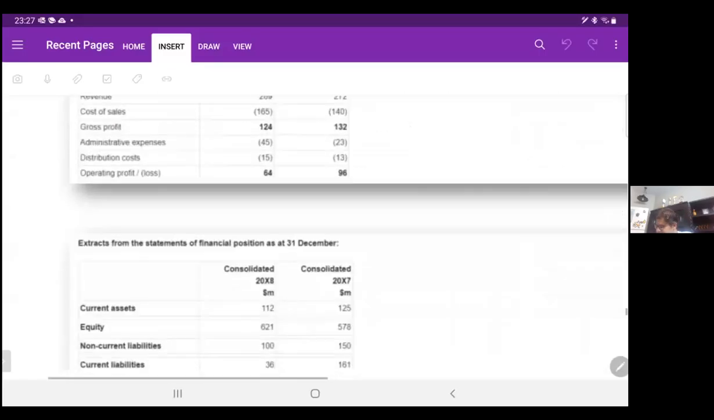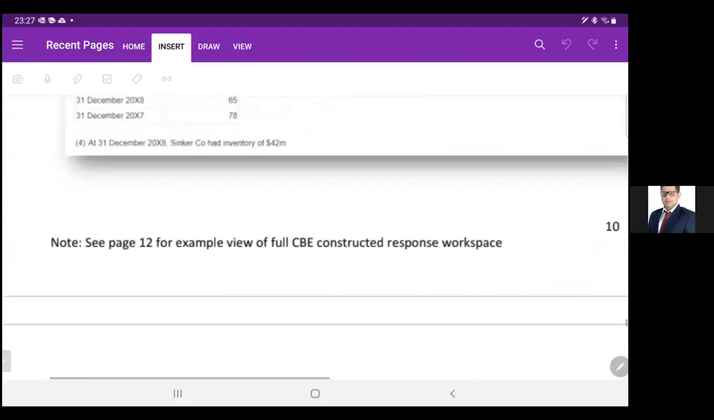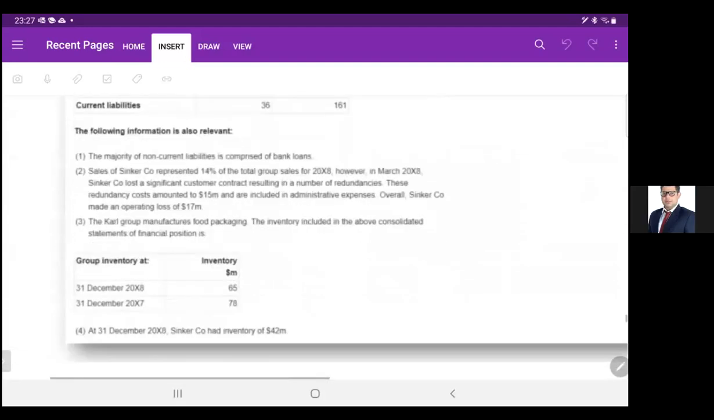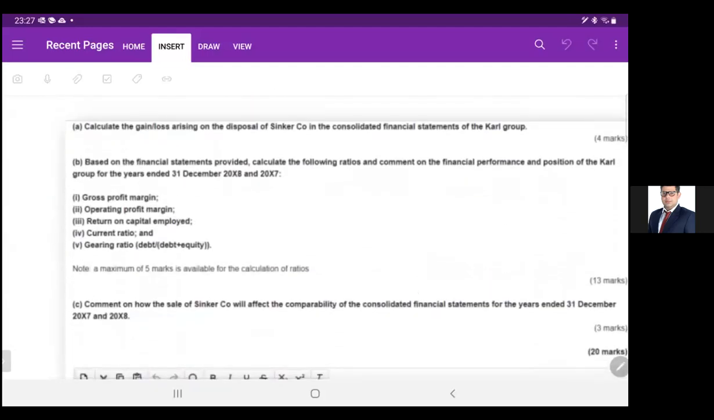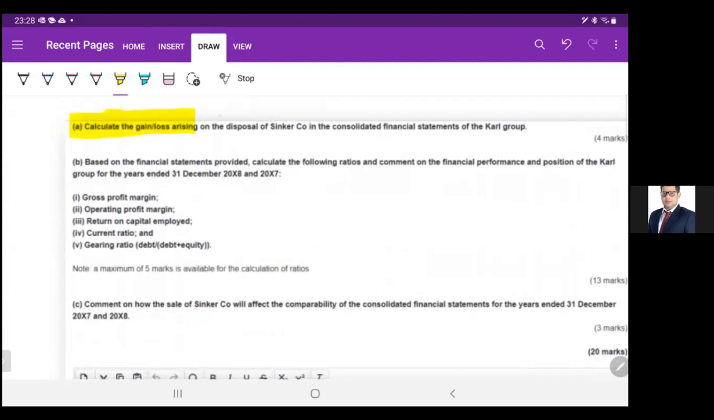All right, now let us look at scenario 2 of the September-December 2020 exams. And here are the requirements. We have three requirements in scenario 2. First of all, we have the requirement to calculate the gain or loss arising on the disposal of Sinker Company in the consolidated financial statements of the Carl Group, 4 marks. And then we have the second requirement, which we will look at later on.